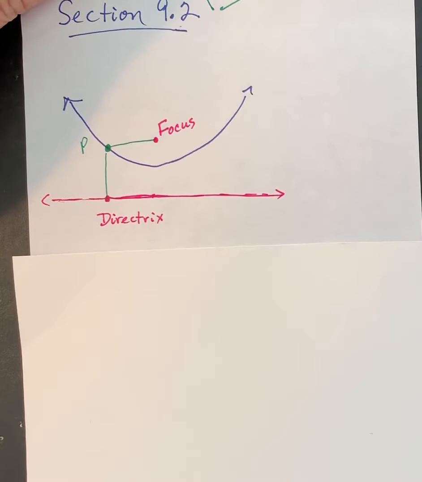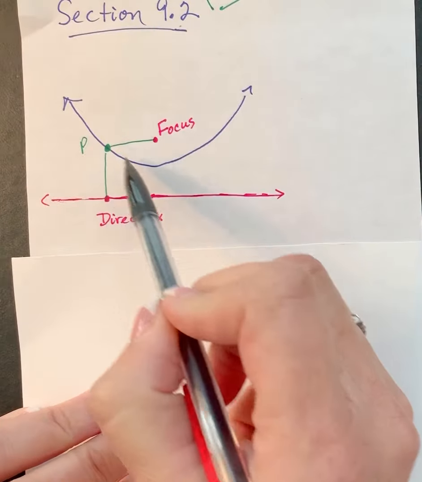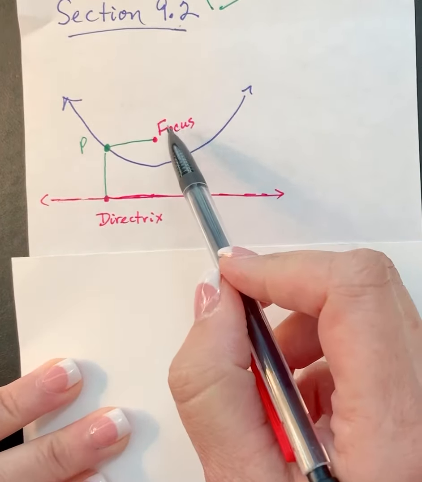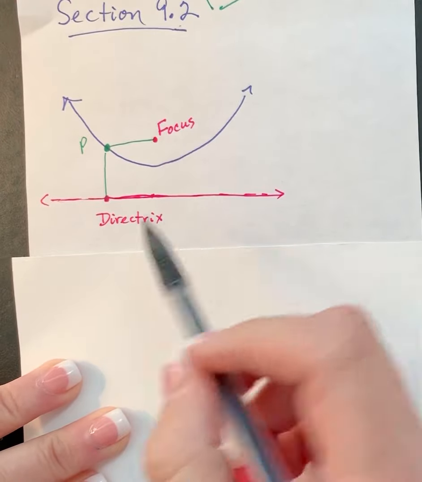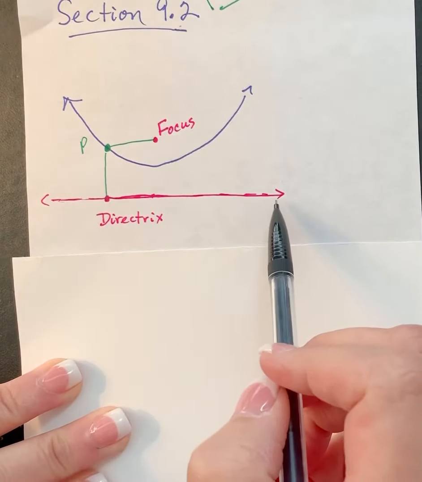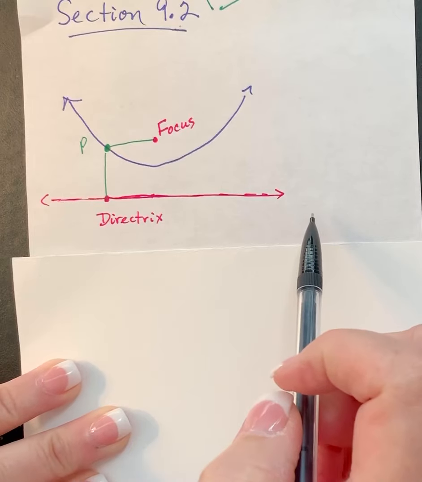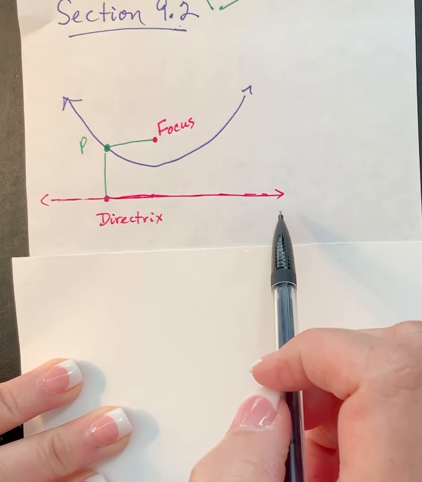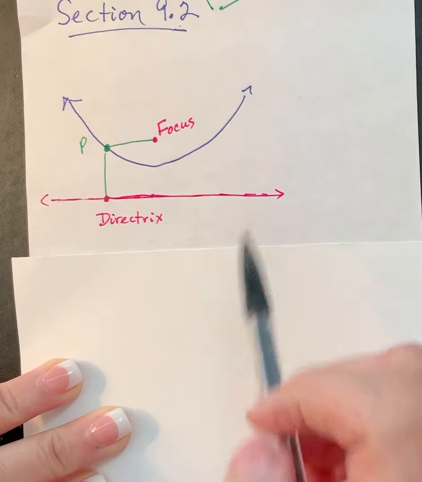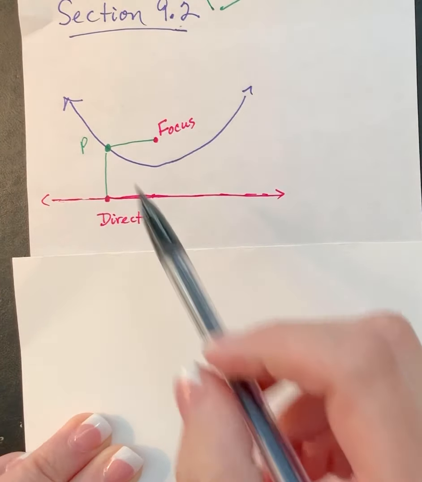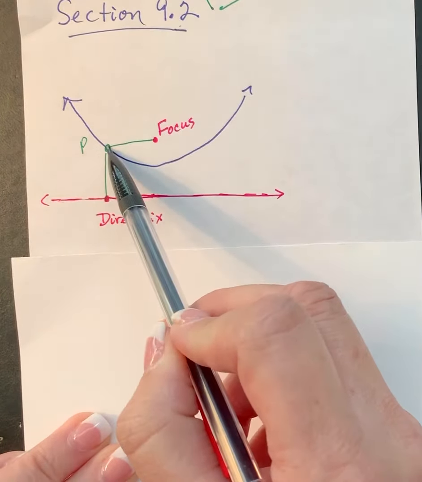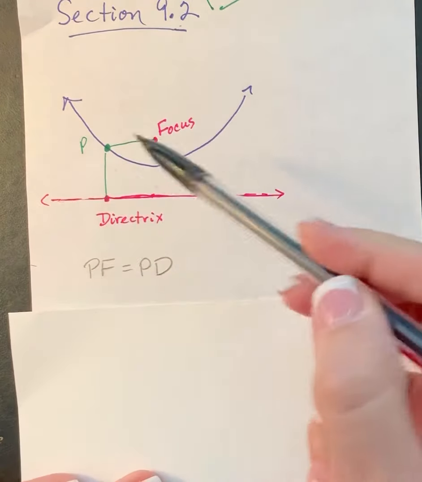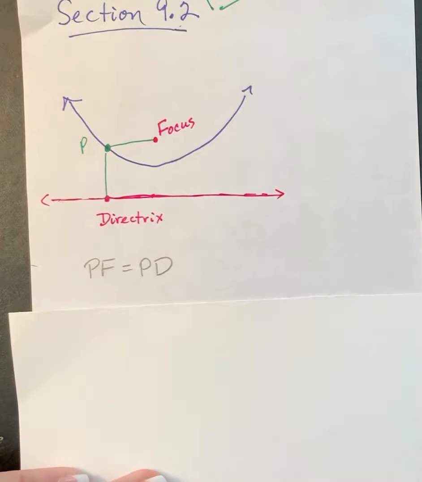Okay, so in the case of a parabola, there will be one fixed point called the focus, just one focus, and there will be a fixed line, which is called the directrix. And a parabola will consist of all the points that are equidistant from the focus and the directrix. So, for example, this point P here is on the parabola. Its distance to the focus equals its distance to the directrix.